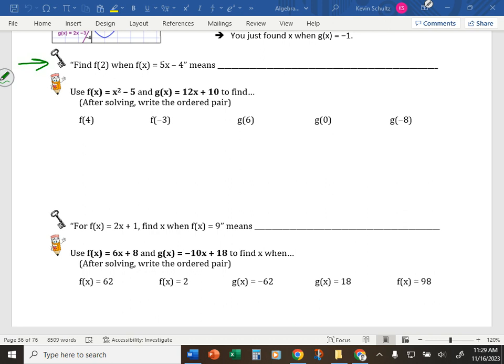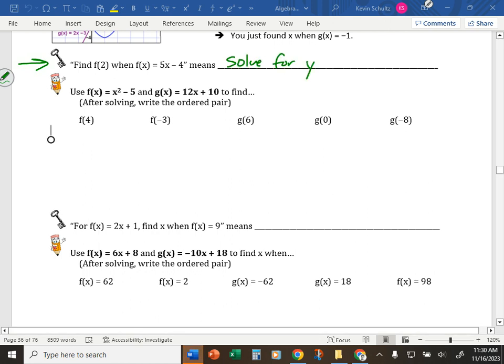Okay, when you see a letter, could be f, could be g, sometimes you might see h, but a letter followed by a number in parentheses. Find f of 2 when f of x equals 5x minus 4. What this means is you want to solve for y when x equals 2. Okay? Find f of 2 when f of x equals 5x minus 4 means solve for y when x equals 2.